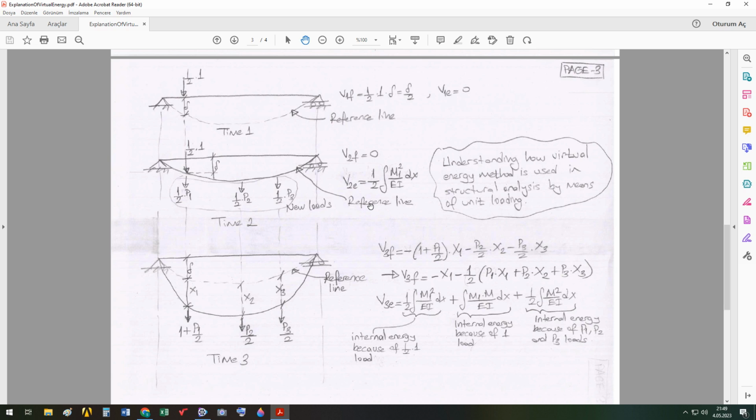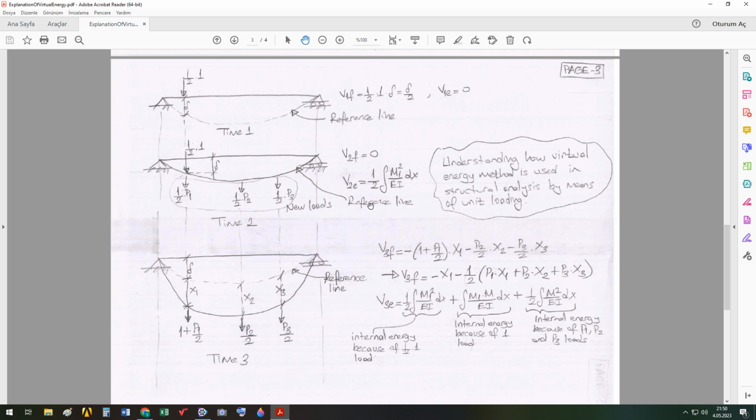Okay, let's continue. Now, one man in the past understood that if there is more than one external load, I cannot calculate the displacement, and even if there is just one concentrated load, I can calculate only the displacement under the load, not the displacement at any point on the structure.